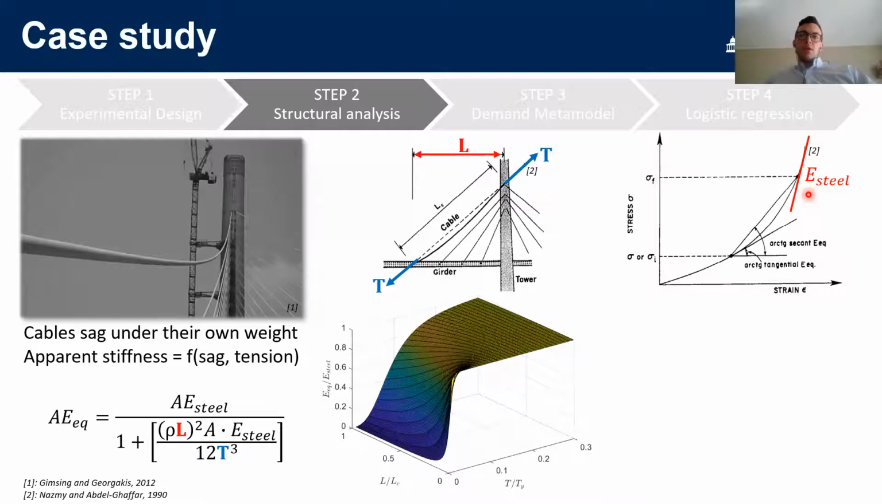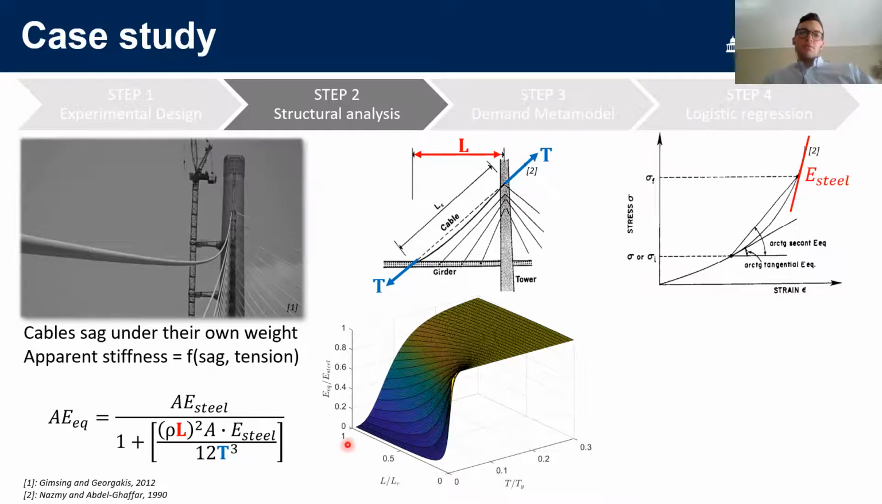So the way we model this behavior consists in defining an equivalent elastic modulus, or an equivalent stiffness, which accounts for sagging. Sagging is considered by means of the length L, which is the horizontal projection of the cable, and the internal tension force in the cable. This surface plots the dependency of this equivalent stiffness on the length and on the internal force.